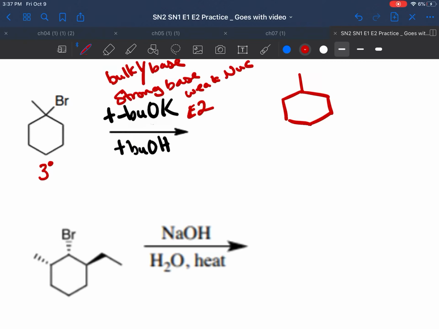Now, if we're going to eliminate, we have two different options, right? We can take an H from the methyl group or an H from the ring. E2 mechanisms with a bulky base are going to prefer Hofmann, right? So instead of the Zaitsev product, we are going to go for the less substituted double bond. That big bulky T-butyl group has a hard time getting in closer to the ring. And so that is why we would predict this particular Hofmann product.